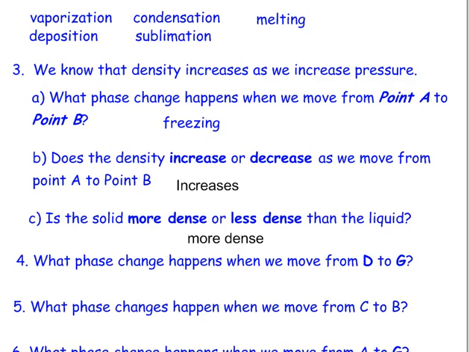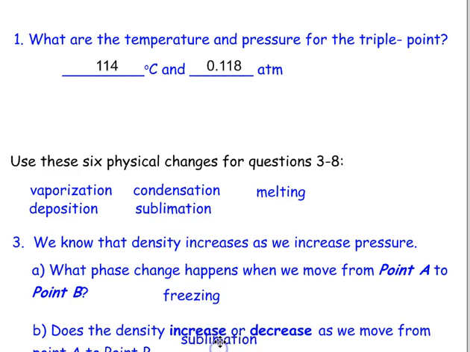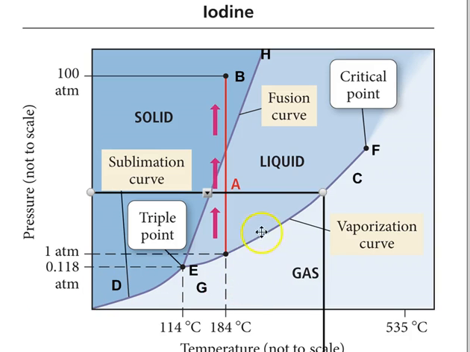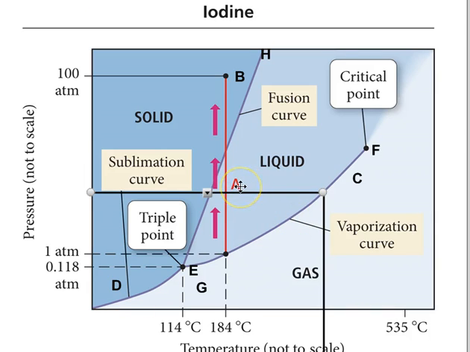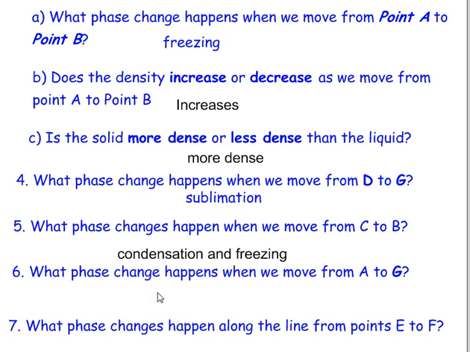Let's take a look at D to G. D to G, we're going solid to gas, which means sublimation. C to B. C to B, we can see that there's two changes. We go from a gas to a liquid to a solid. So we can see that we condense the gas and we freeze the liquid. As we go from A to G, let's just get rid of that line altogether because we don't need it anymore. A to G, we're going from a liquid to a gas, which means we're boiling or vaporizing.